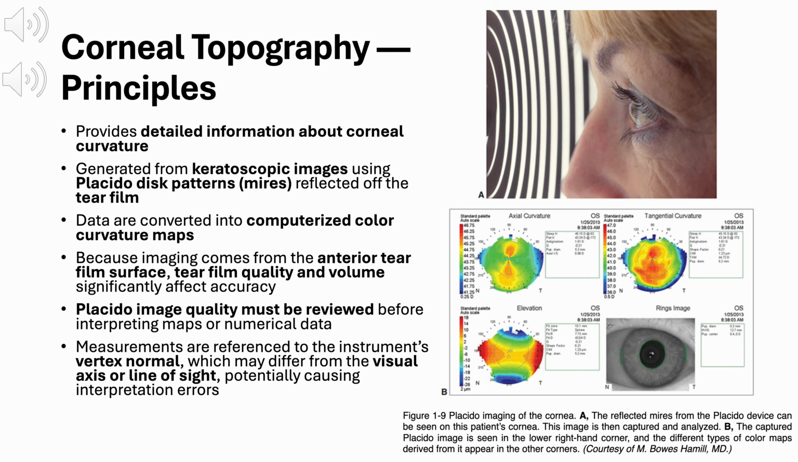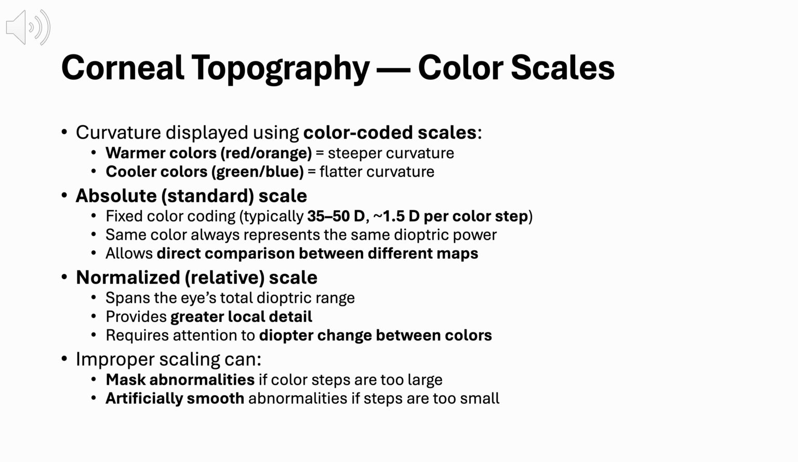In the lower right, the actual ring image is displayed, which is critical to review before trusting any of the maps. The key point this figure reinforces is that all of this information starts with the quality of the reflected mires. If the tear film is irregular or the rings are poorly captured, the derived maps can be misleading. That's why reviewing the raw Placido image is just as important as interpreting the color maps themselves.